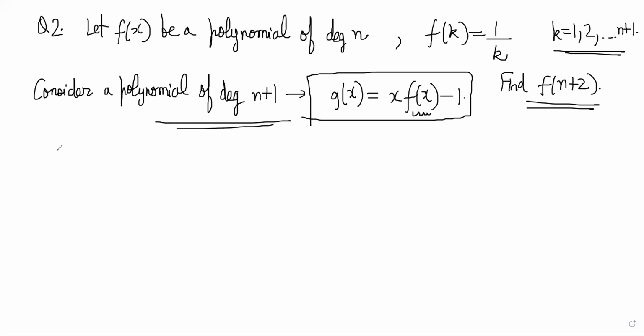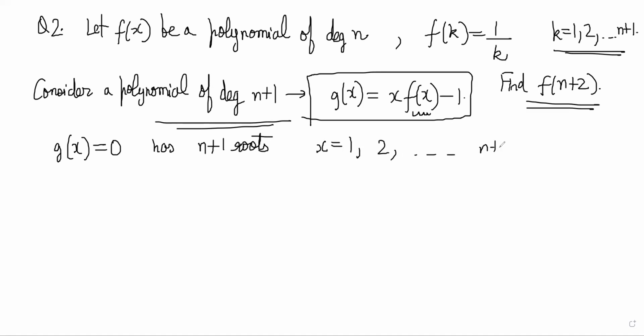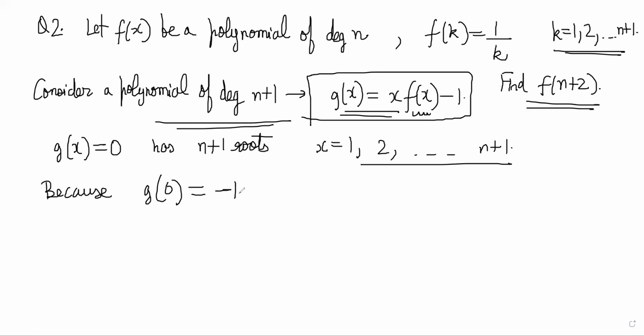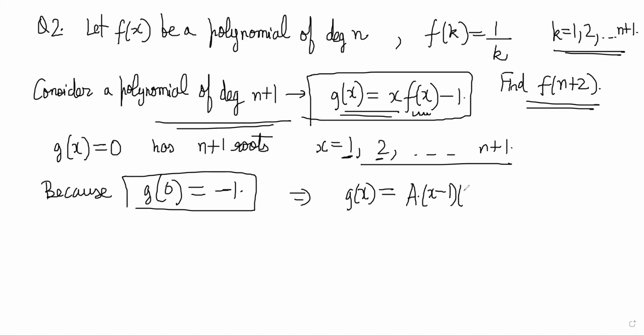Now you can see here that g of x equal to 0 has n plus 1 roots. Basically, all the roots are when x could be 1, 2, till n plus 1, right? So there are n plus 1 roots of g of x, and because g of 0, what is the value of g of 0? Put that here. You get g of 0 is minus 1. Because g of 0 is minus 1, we can now say that g of x, since it has n plus 1 roots and the roots are these, we can always write it as a times x minus 1, x minus 2, till x minus n minus 1.